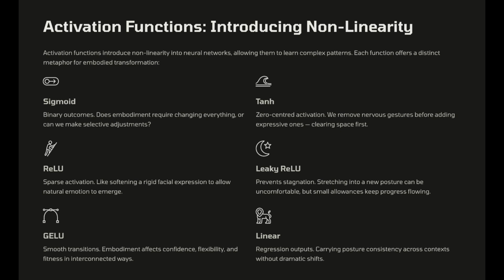ReLU, sparse activation, like softening a rigid facial expression. Leaky ReLU prevents stagnation. Stretching into a new posture can be uncomfortable. GELU, smooth transitions. Embodiment affects confidence, flexibility, and fitness. Linear, regression outputs, carrying posture consistency across contexts.